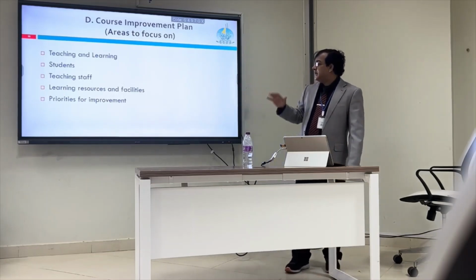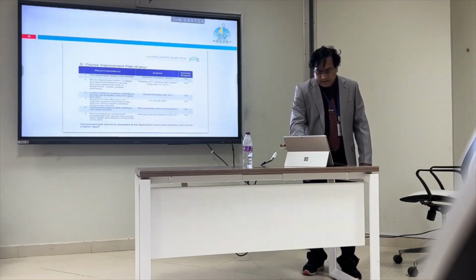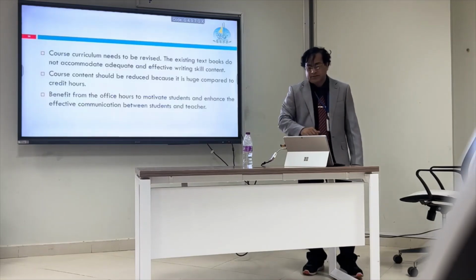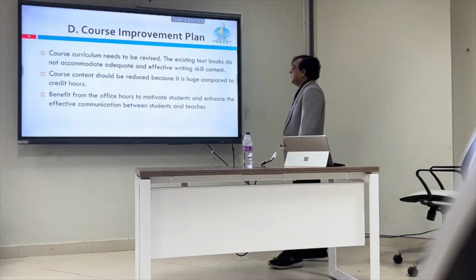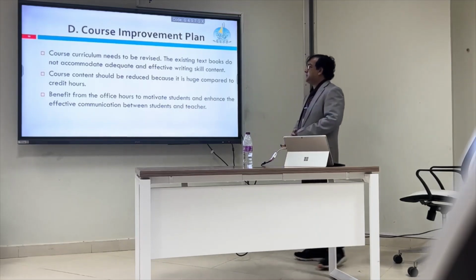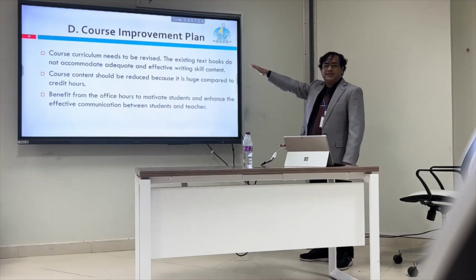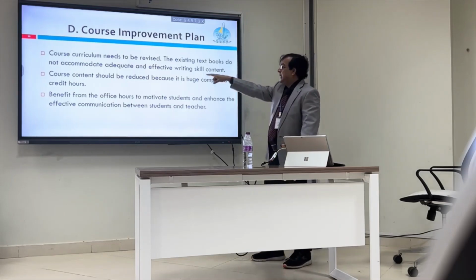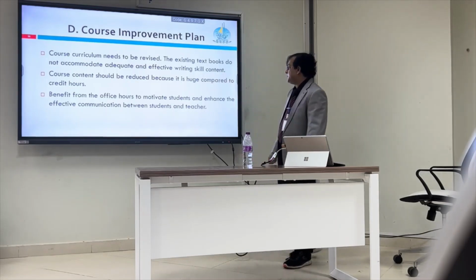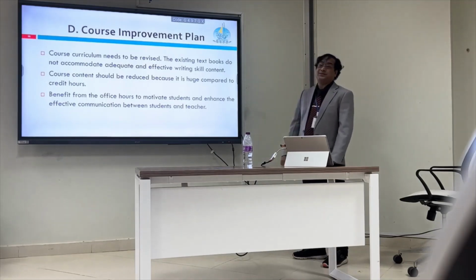So these things must be considered while writing the course improvement plan. I have written here just for examples, to be visible. Number 1, course curriculum needs to be revised. The existing textbook, the same. I have just copied it here from the recommendations. Number 2, course content should be reduced because it is huge and complicated compared to credit hours.